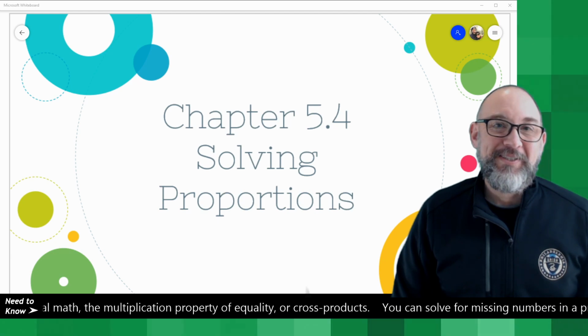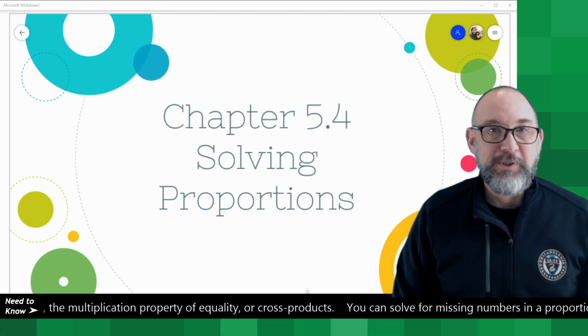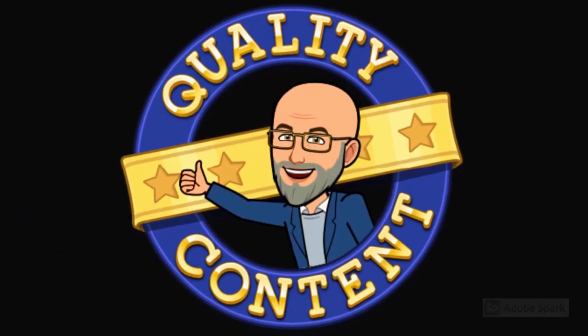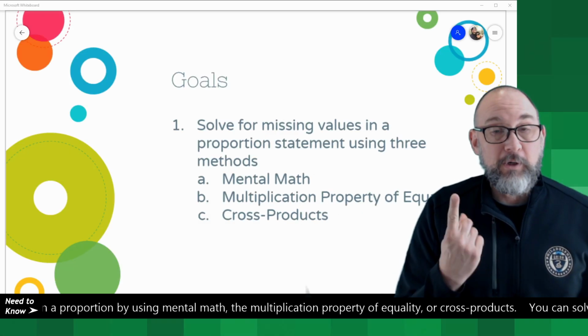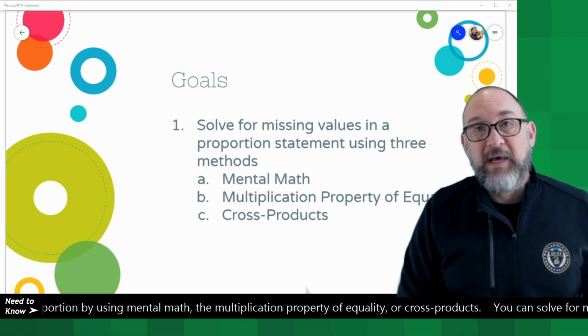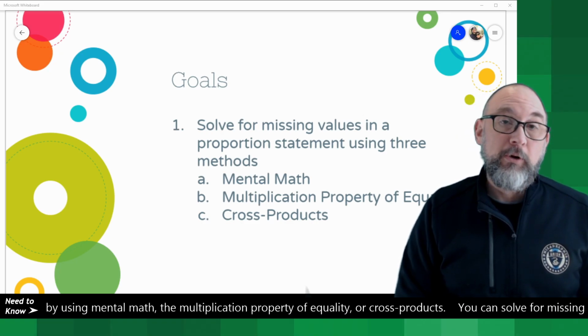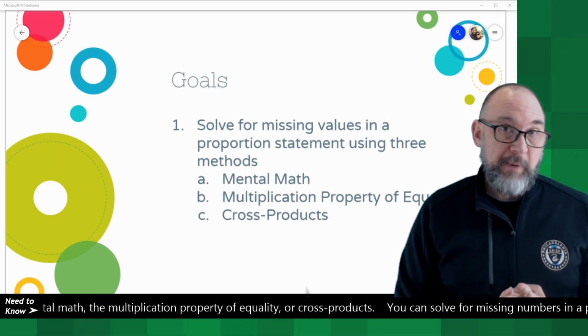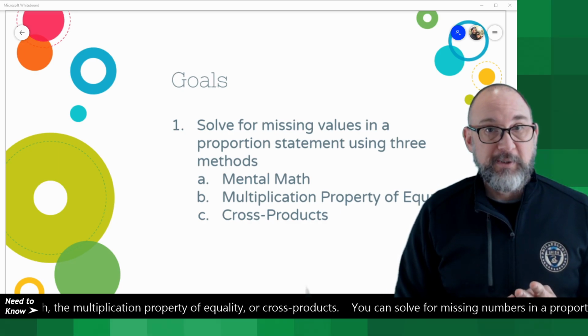Hi guys, this is 5.4, Solving Proportions. So we only have one goal today, and that's how to solve for a missing value in a proportion statement. But we're going to learn how to do it three different ways: mental math, the multiplication property of equality, and cross products.